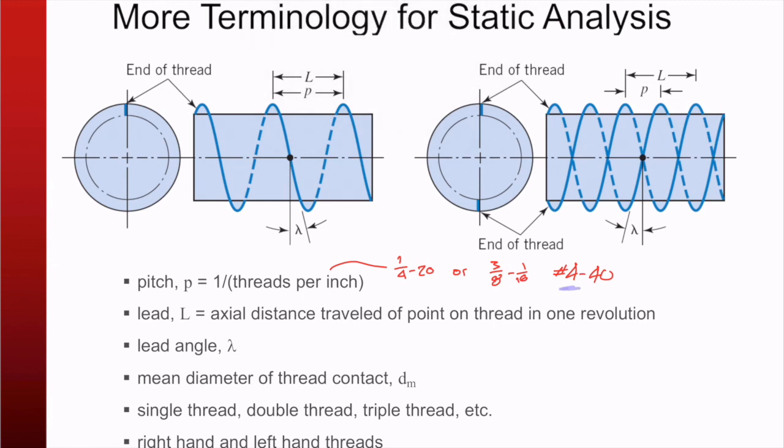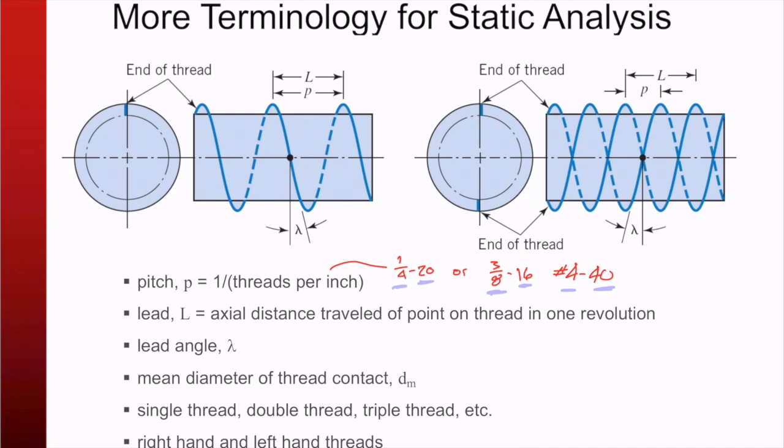This is the size, and this is threads per inch. That should be a 16. Let's erase that. Not 3/8, 1/16. It should be 3/8-16. And then these guys here: diameters, size, and then threads per inch.